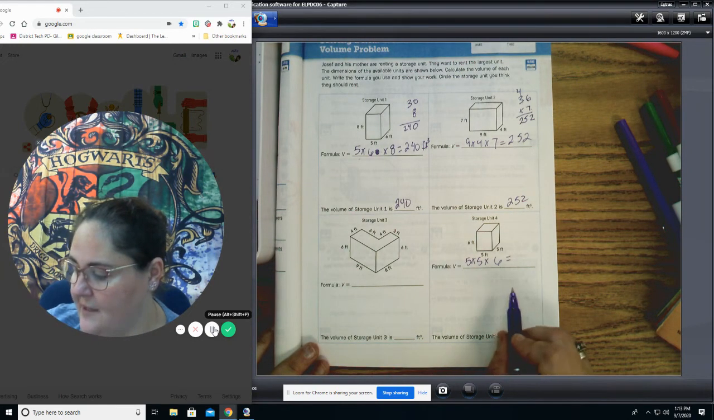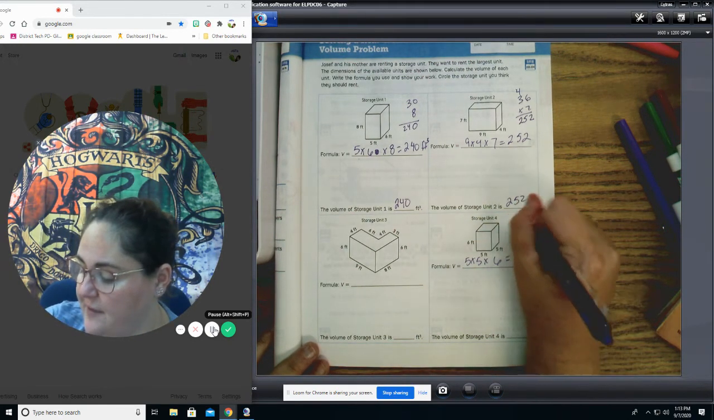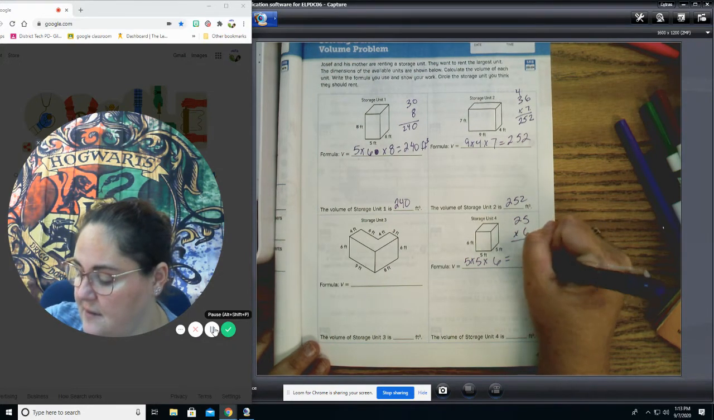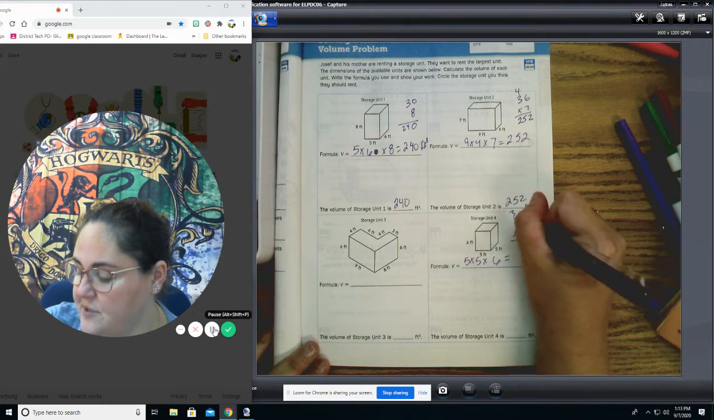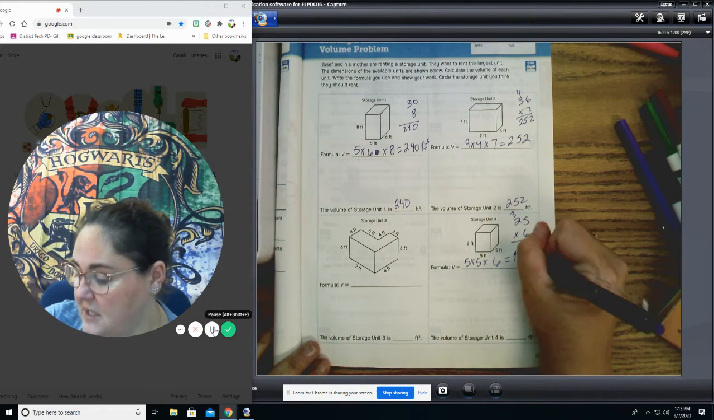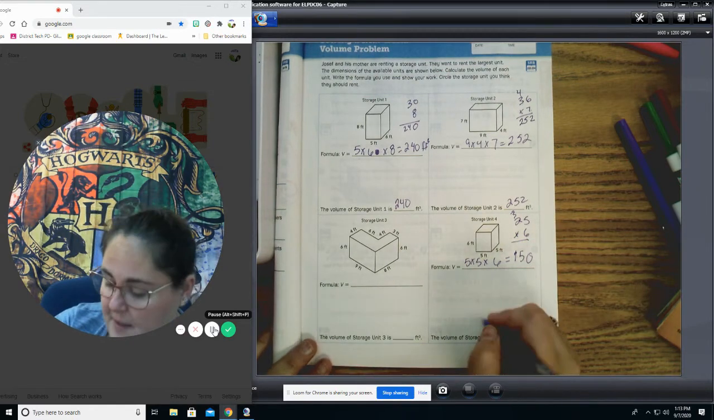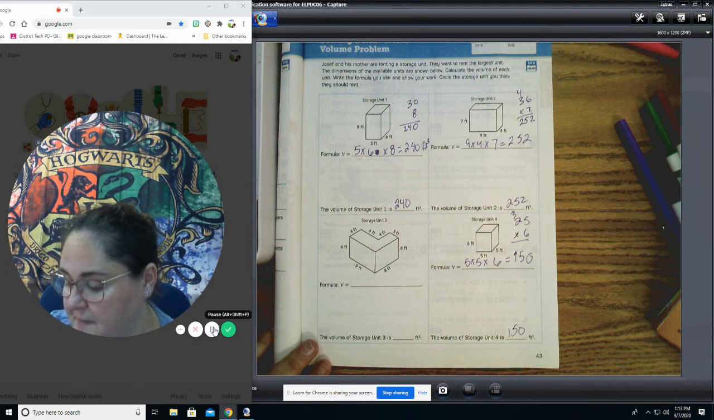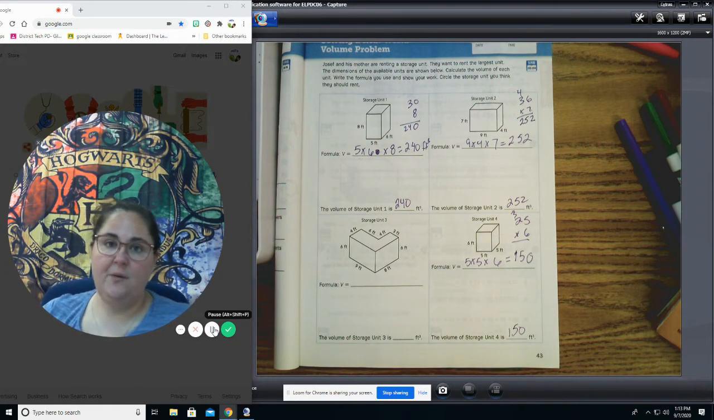All right, I'm going to go ahead and go down to this one. 5 times 5 is 25, times 6. 6 times 5 is 30. Carry my 3. 6 times 2 is 12, plus 3 is 15. So 150 feet cubed. And finally, I have a tricky one.